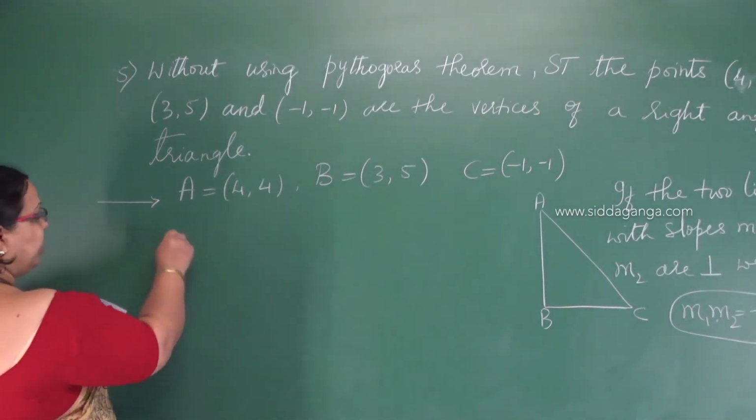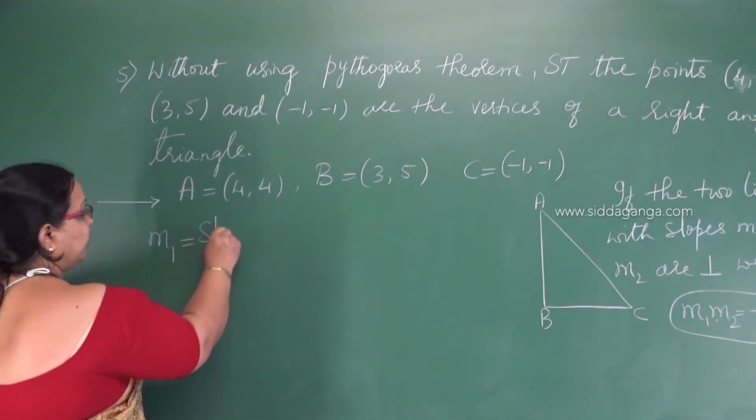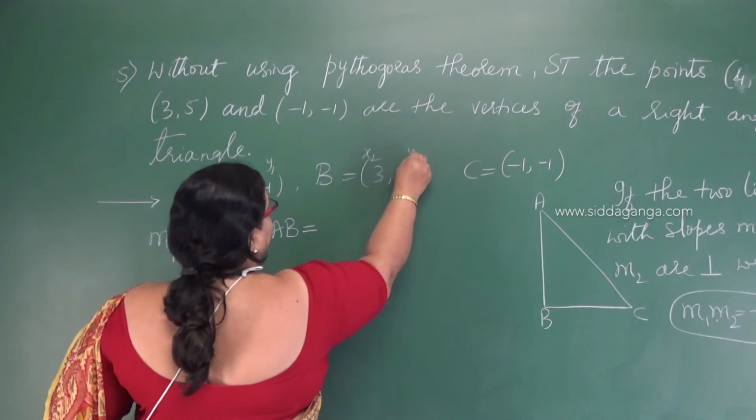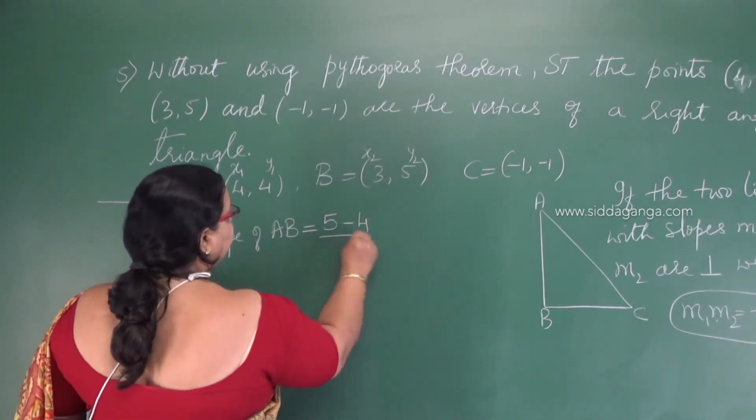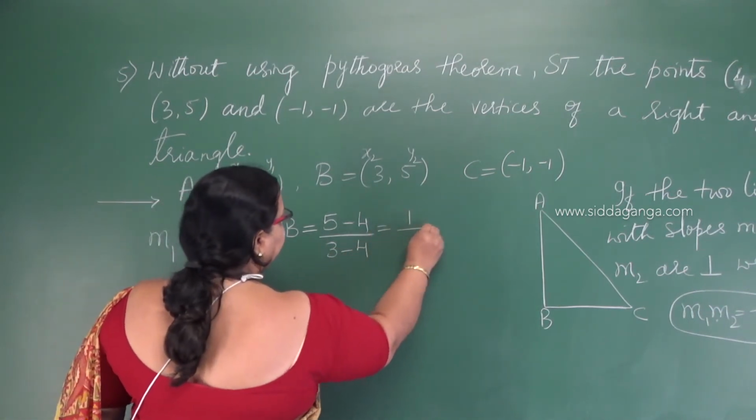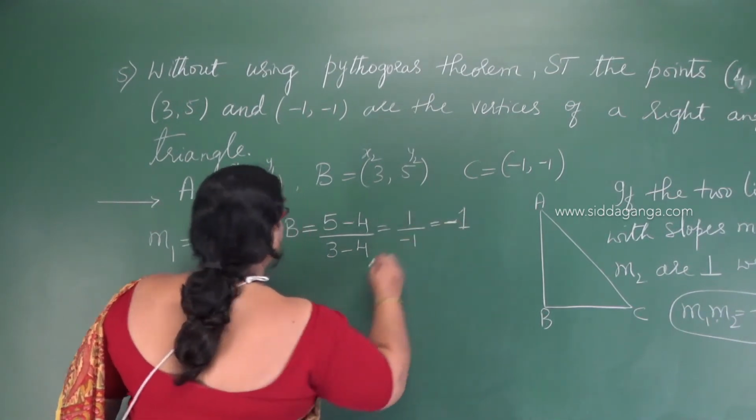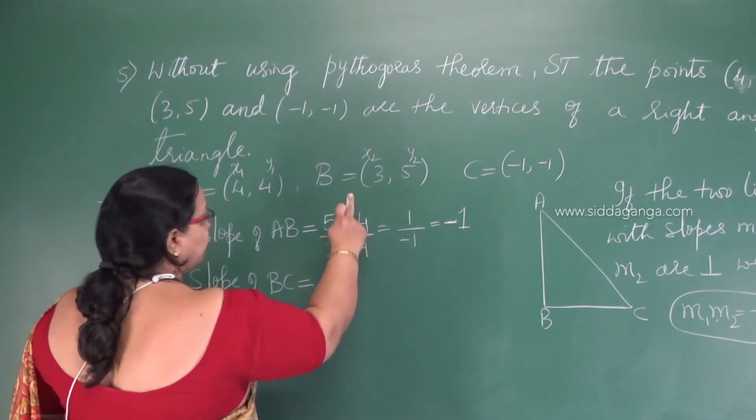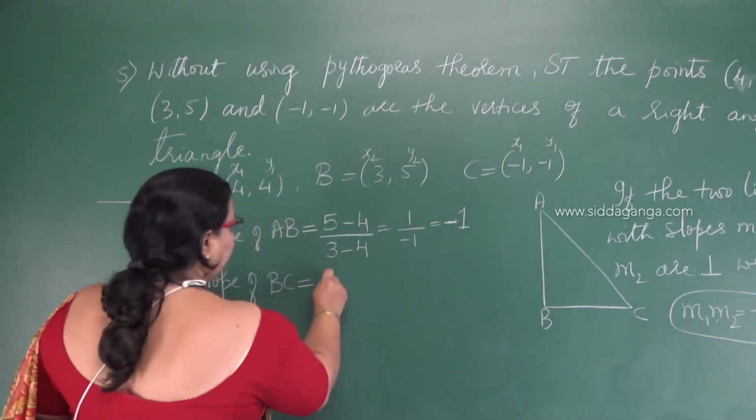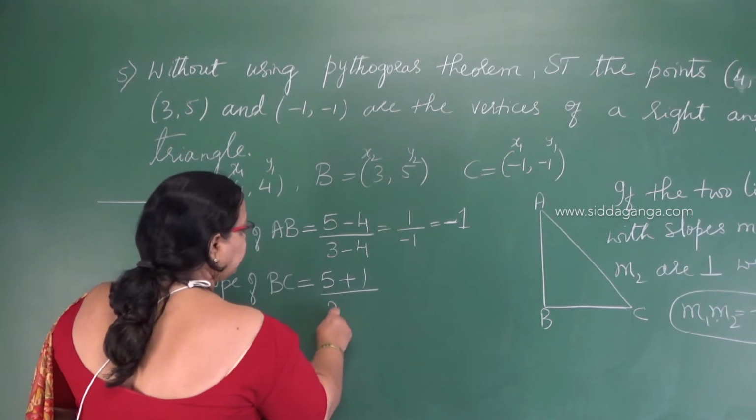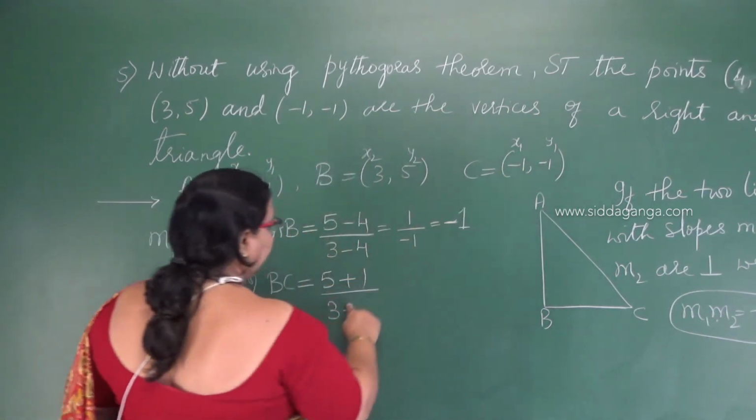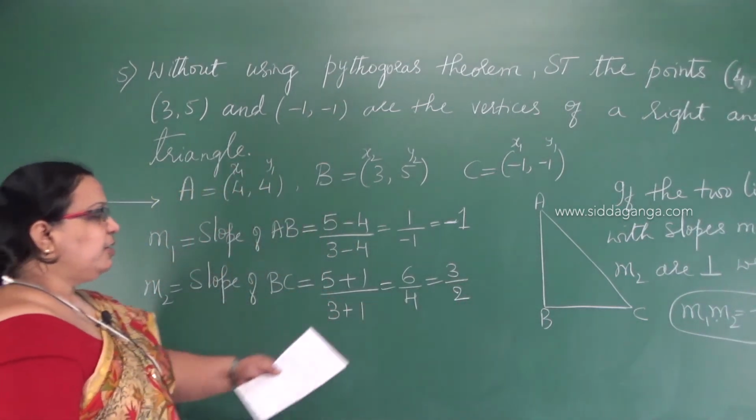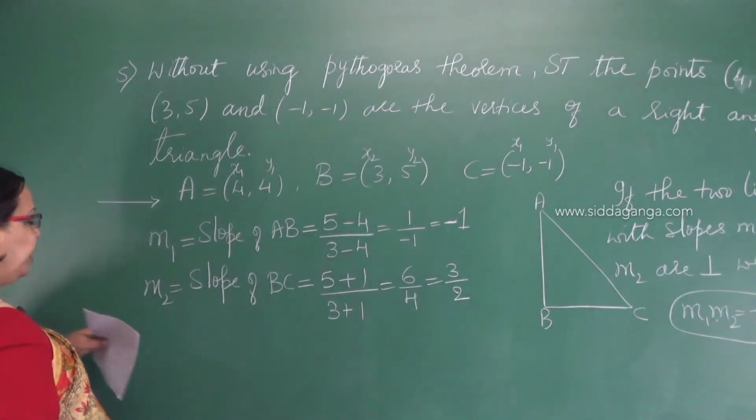Find the slope between each pair of points. Take M1 equal to the slope of the side AB. Substituting into the formula, y2 minus y1 divided by x2 minus x1, that is 1 divided by minus 1, equal to minus 1. Now take M2 equal to the slope of the side BC, that is 6 divided by 4, which is equal to 3 divided by 2. If I multiply these two, -1 does not come, so BC cannot be taken. Let us see the next.